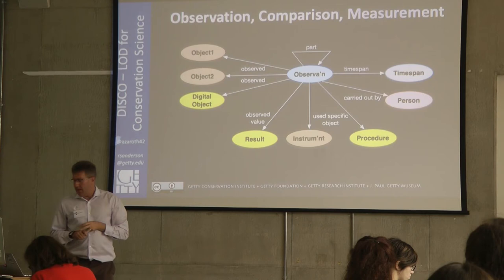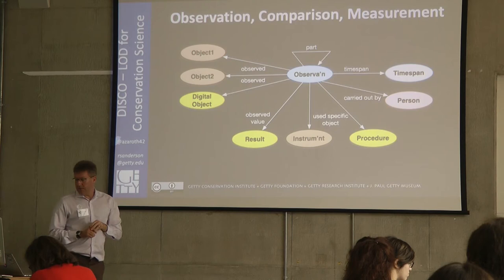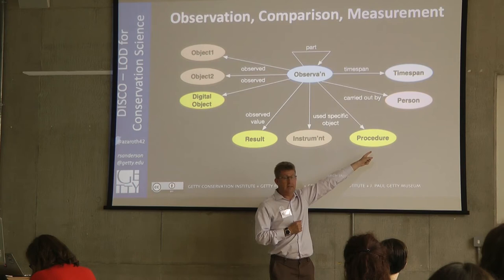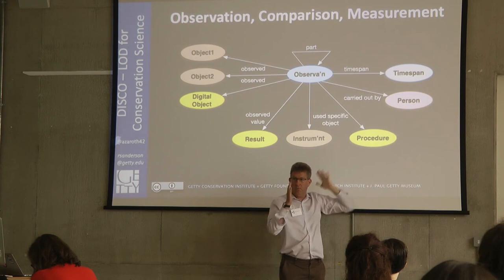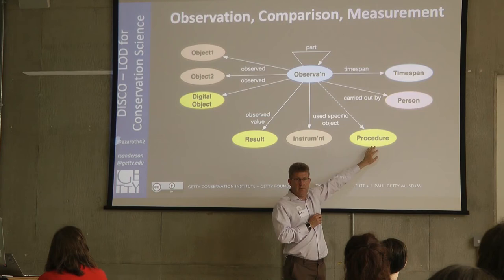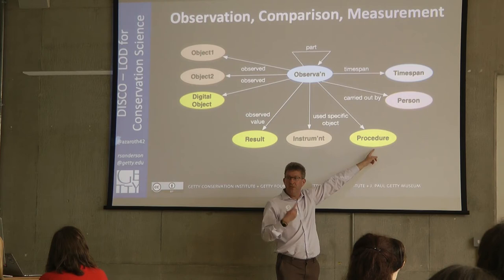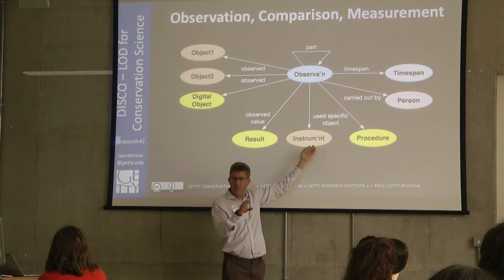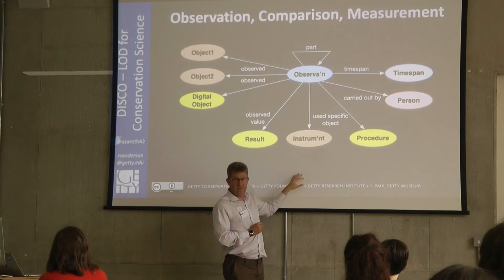Observation, comparison, and measurement. So again, it's an activity. You want to know where it occurred, who did it, but we want to know how they did it, a bit more specifically than just the technique. So if you are carrying out a particular XRF scan of something, we want to know that you followed the particular standard operating procedure for using that particular instrument on that sort of object. So we have this notion of a conceptual object, which is the procedure that you followed to do something. And it used a specific physical thing, the handheld XRF scanner that is then owned by the organization and has this other information in.